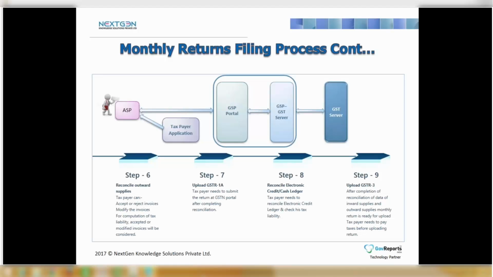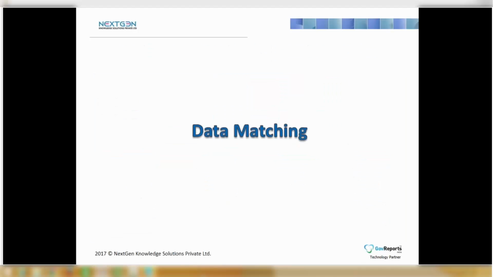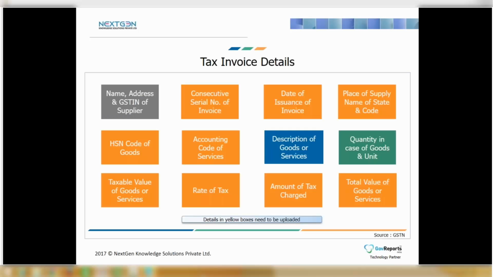Please note that the monthly return cannot be uploaded without payment of taxes. So the taxpayer needs to make the payment of taxes before uploading the monthly return. And in case for some reason he is able to upload the return without payment of taxes, then please note that the return will be considered an invalid return. So reconciliation of electronic credit ledger and electronic cash ledger is something which we are going to discuss in this session in detail. Now, another important thing which we need to discuss in today's session is data matching.